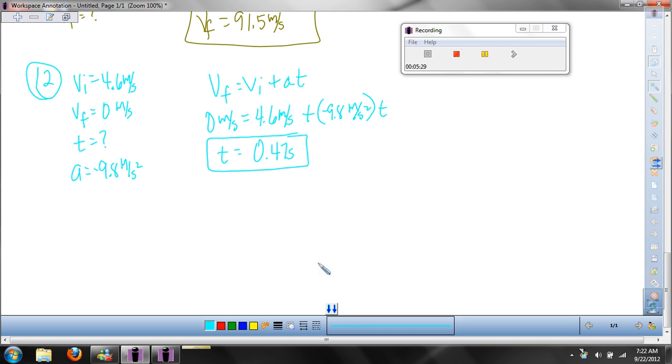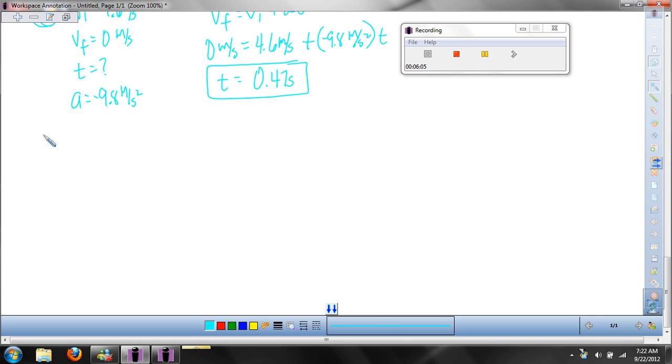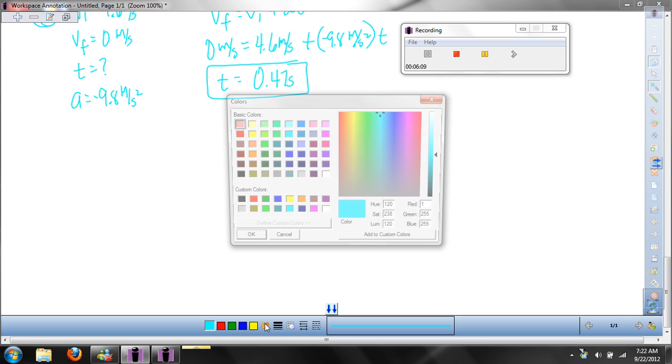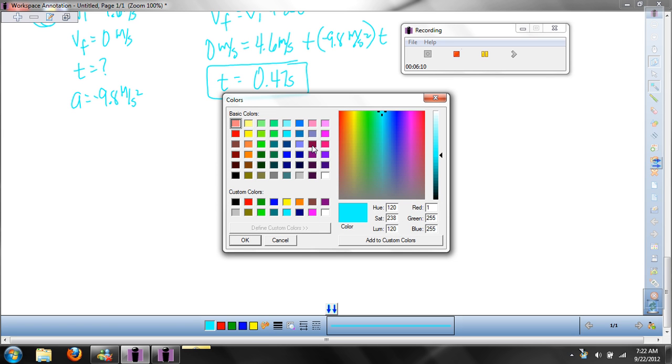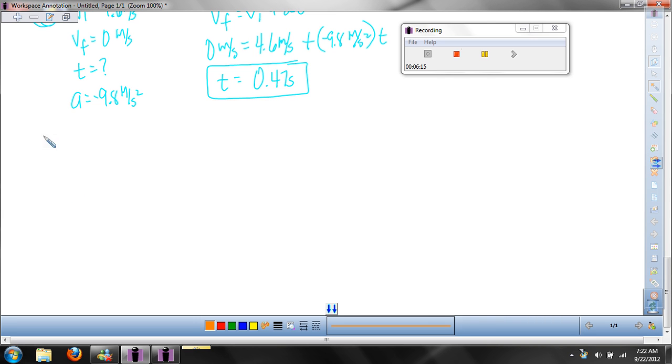So I have to do some work and look at it in parts again, which we've done before, so that's not any big deal. So let's see. That color's a little light. So I think I'm going to go with something a little bit darker. Lovely shade of burnt orange, if there is such a thing.